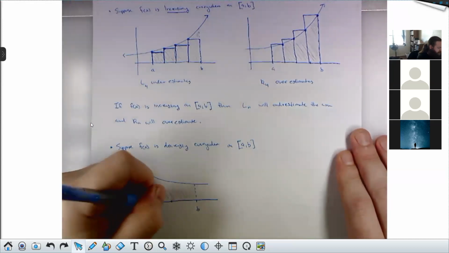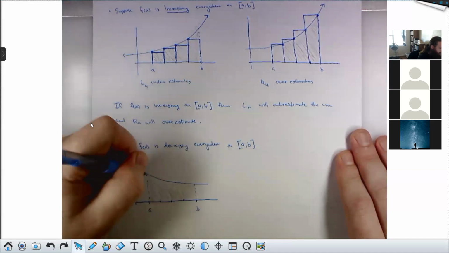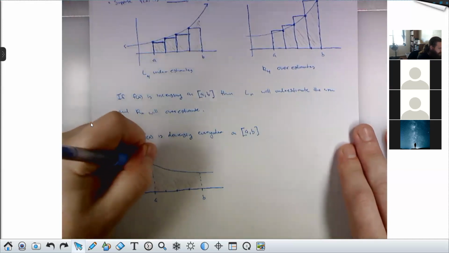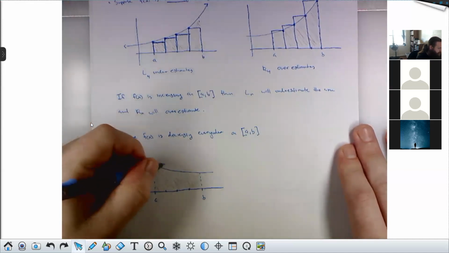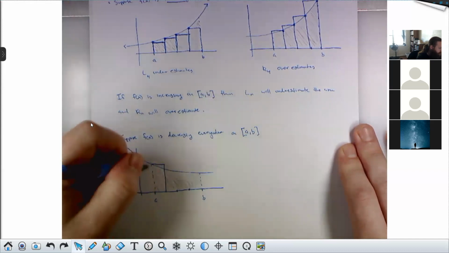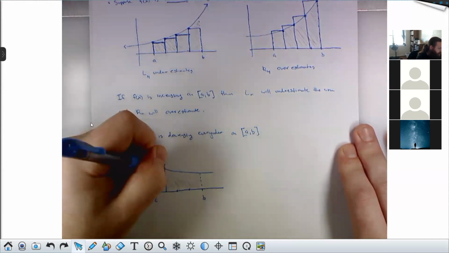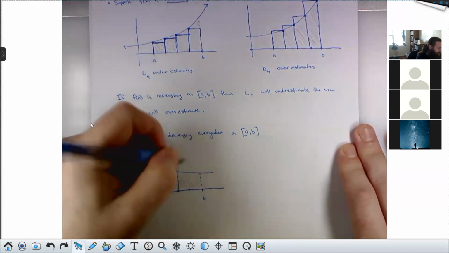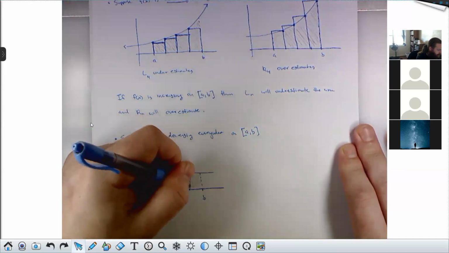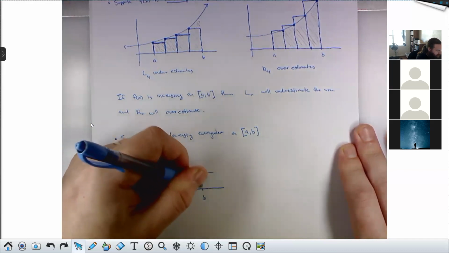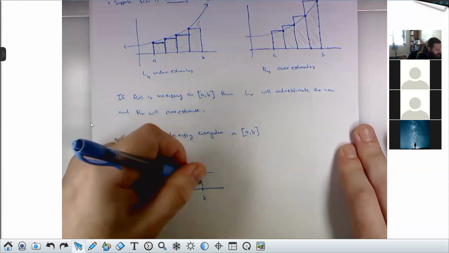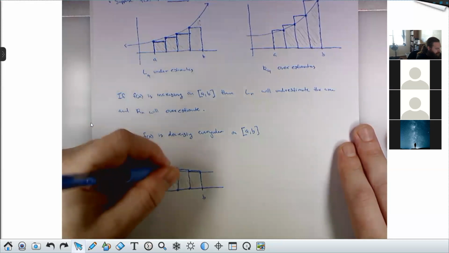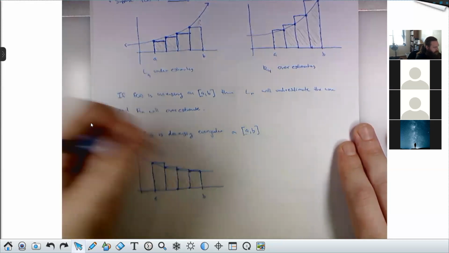So if I draw the picture here for the decreasing case, we did L4 first up there, so let's do L4 first here. You see that my rectangles poke out over the graph and therefore overestimate the area here, although not by much because this function isn't decreasing too quickly. So here we end up with an overestimate because my function is decreasing and this is L4.